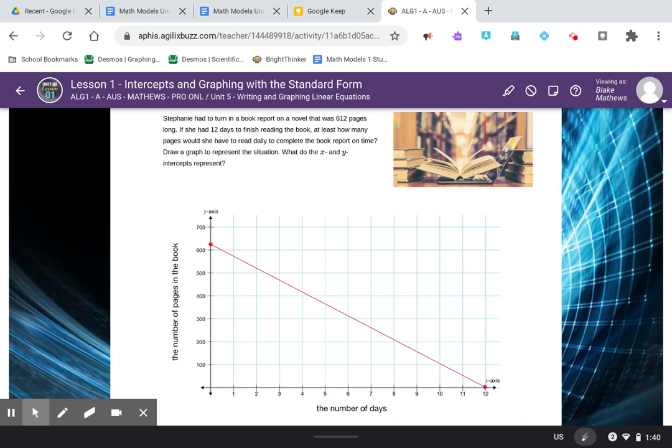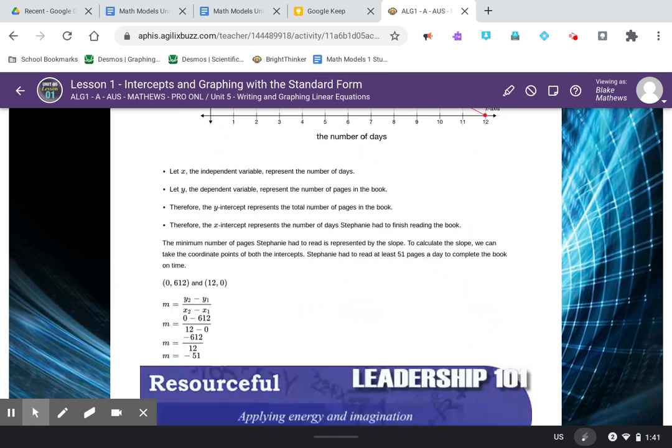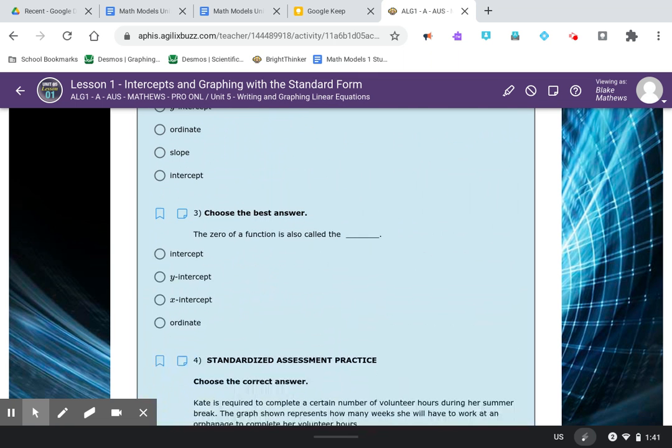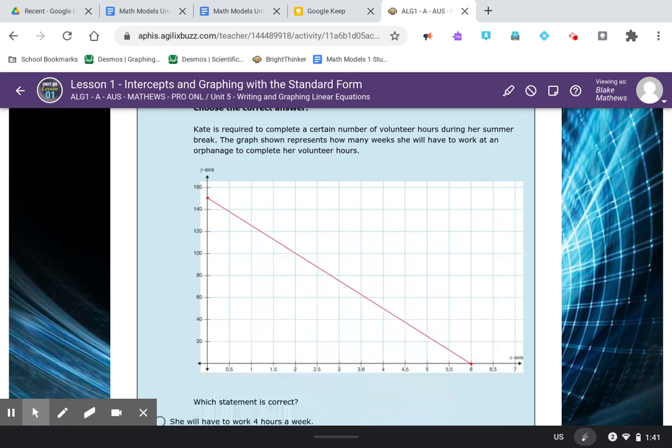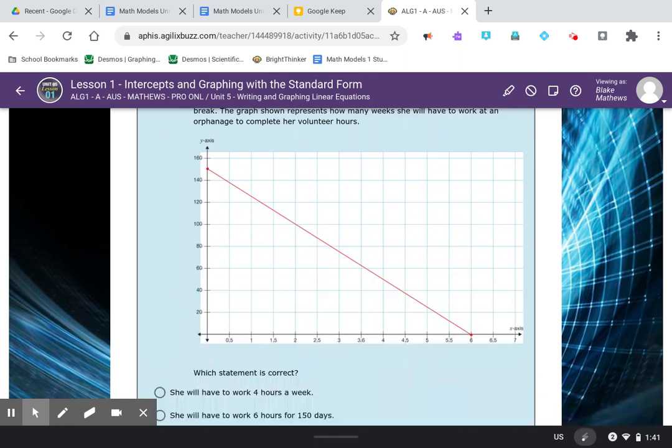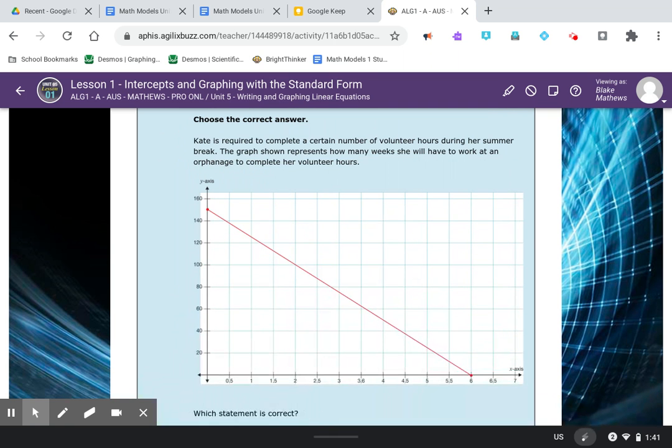In other words, it's, in a sense, the ending point of this relationship. So we started with 612 pages to read. That's the y-intercept. And after 12 days, it ended. It got to 0. So then that's the x-intercept. In this first part of the lesson, you're going to answer some general questions about vocabulary. So answer those. And then you have a very similar problem, like the example I just went over with you, for number 4. So you answer the question based on the graph and the information given here.